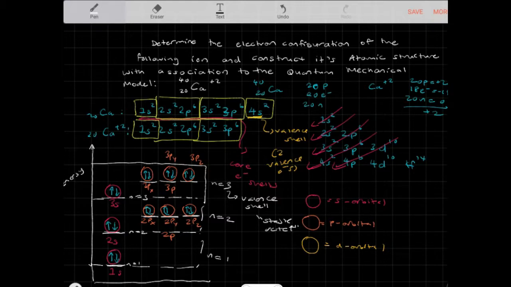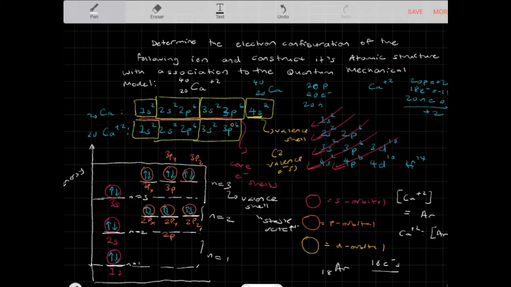So we represented the electron configuration as 1s2, 2s2, 2p6, 3s2, 3p6. Now because this calcium ion actually mimics argon, we know that argon is basically 18 protons, 18 electrons. Calcium ion mimics argon's electron configuration. As a result, you can represent the calcium ion as argon. So the electron configuration of calcium ion can just be written as argon.